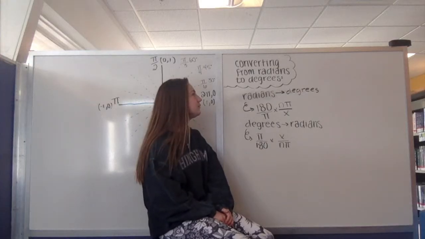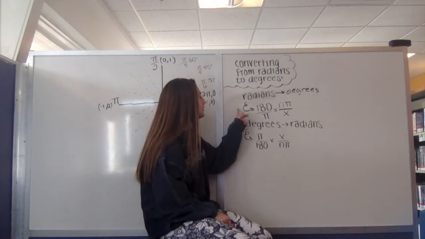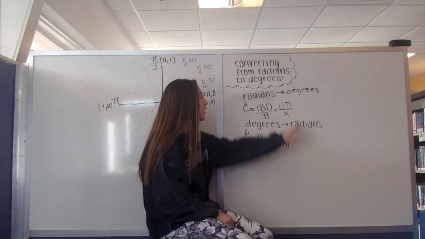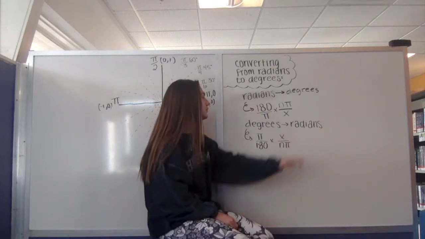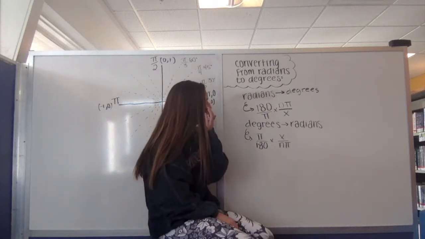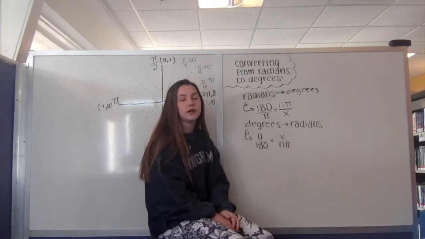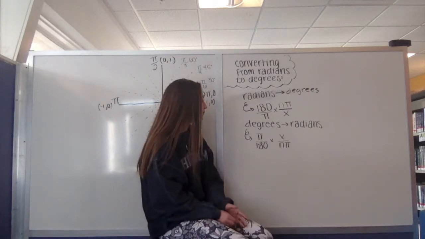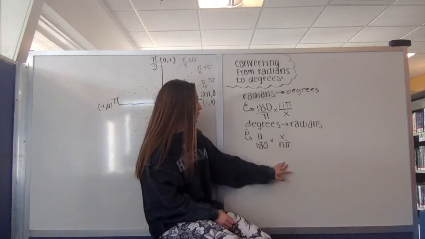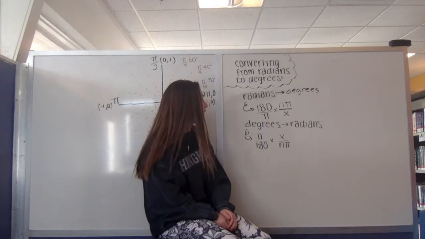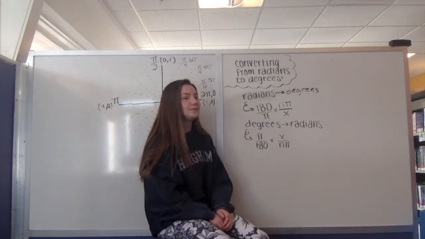Lastly, when you convert from radians to degrees, you multiply by 180 over pi, so that the pi's can cancel out and you get a regular number in degrees. And when you convert from degrees to radians, you multiply by pi over 180, so that way you get a fraction.